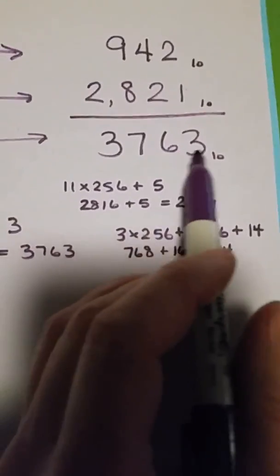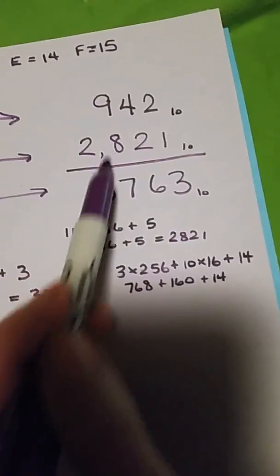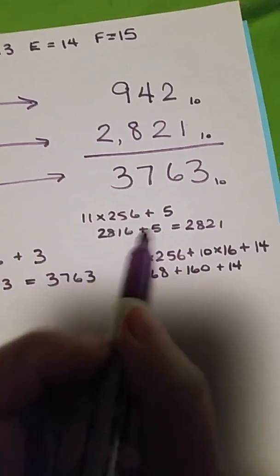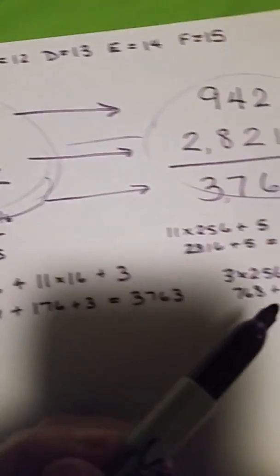So now our check would be to take 942 plus 2,821 and double check that that gives us 3,763. If you look, 2 plus 1 is 3, 4 plus 2 is 6, 9 plus 8 is 17, carry the 1, and yes, we get what we want to get. So this problem translated back over to this checks out and makes sense.